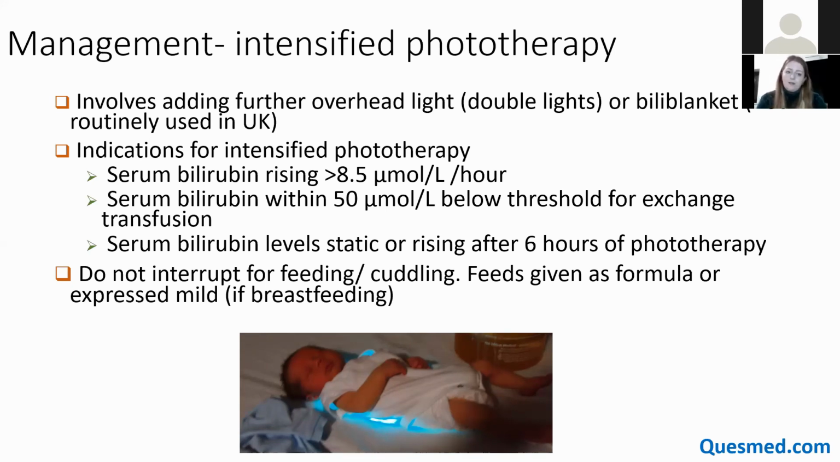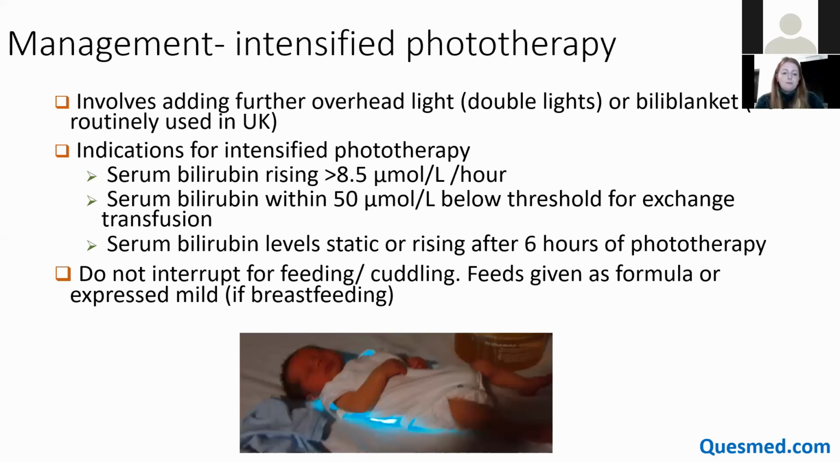Indications for intensified phototherapy include if you've got bilirubin that's rising quickly, so more than 8.5 micromoles an hour, or if it's within 50 micromoles of the threshold for exchange transfusion, you probably go in straight away with intensified phototherapy. Or if you find that the levels are static or rising after they've been on phototherapy for quite a long time, you might consider going to intensified phototherapy as well.